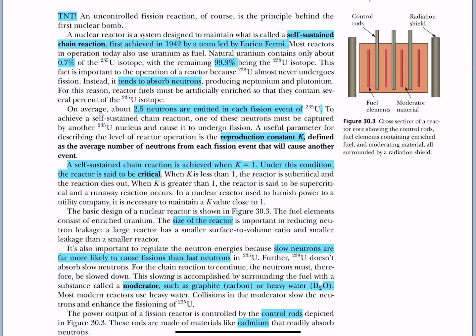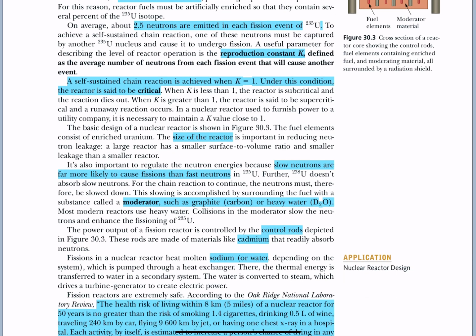And various things will affect that value of K mathematically in the equation where they determine K. They need to know the size of the reactor. They need to know the likelihood of slow neutrons being produced as a result of your moderator, which is often graphite or heavy water. And you have to know how many neutrons might not be reflected back in by the reflector. And all of these things go into carefully calculating and then regulating neutrons.